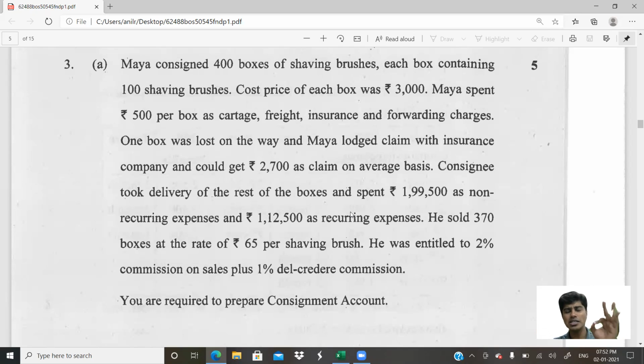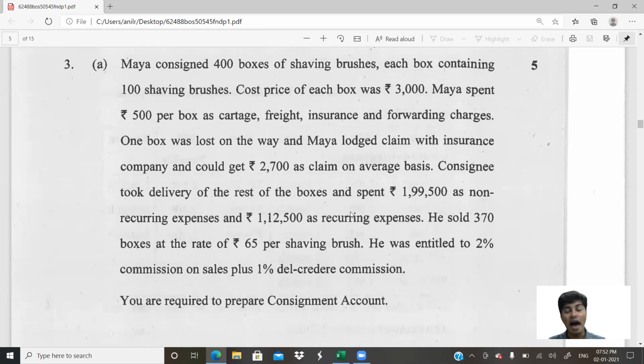All the expenses, whether incurred by the consigner or incurred by the consignee, should be borne by the consigner. I repeat, first thumb rule: all the expenses, whether incurred by the consigner or the consignee, should be borne by the consigner, because the consigner is the principal, the consignee is a mere agent. So all the expenses, the consigner's expense and the consignee's expense, both will appear in the consignment account.